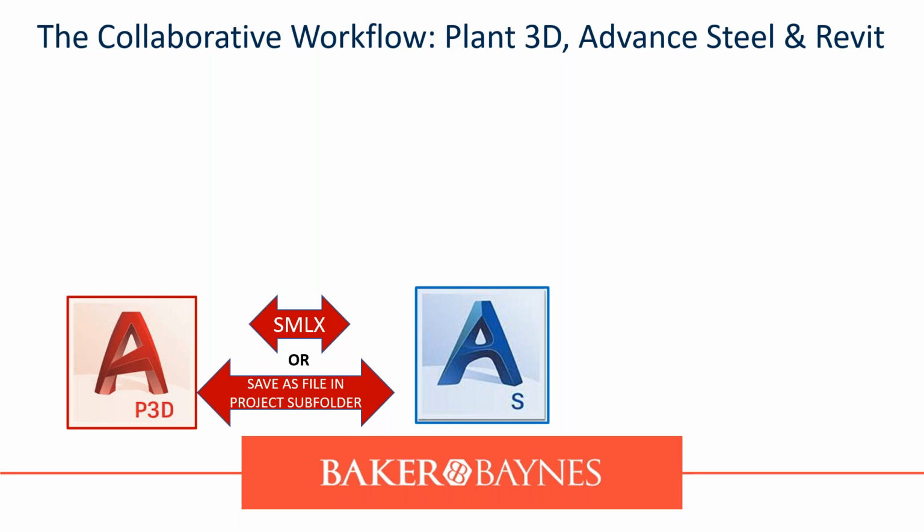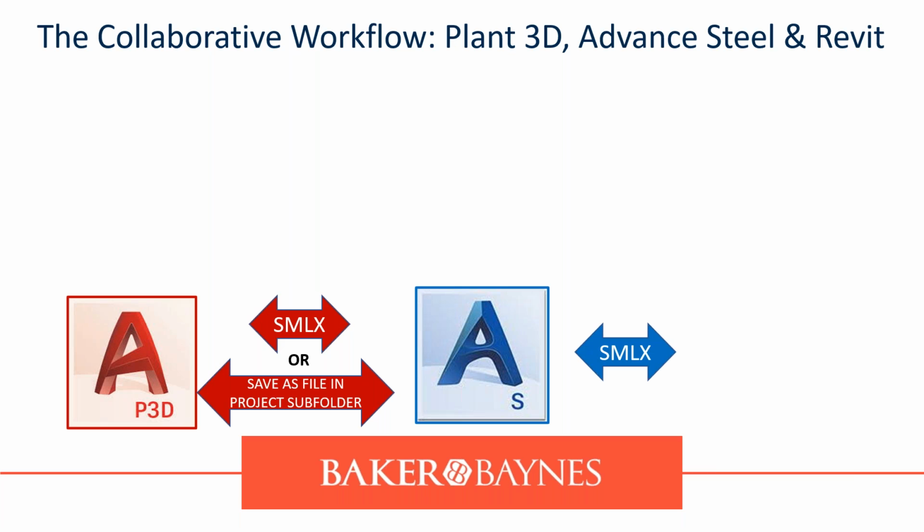So once the person that is doing the Advanced Steel detailing saves their drawing, it gets updated in that folder, and I can then load it directly into my Plant 3D model. So everyone is kept on the same page. So again, you can go SMLX route, which a lot of users find easier. However, the second one is also pretty much very easy.